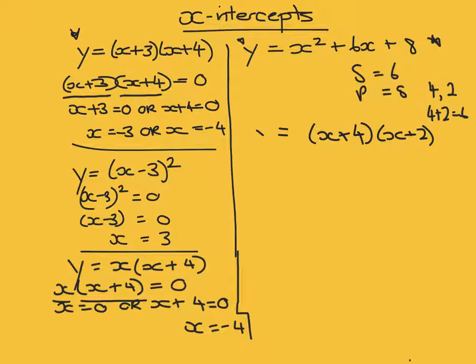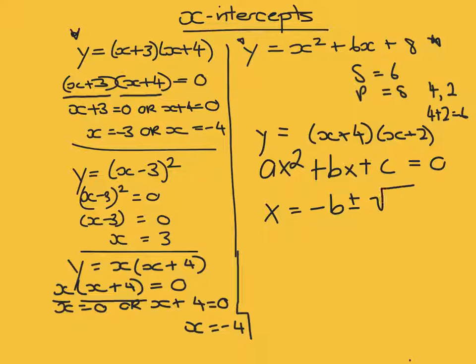But what about if we're not quite sure how to do that way? Well, we can use something called the quadratic formula. The quadratic formula is for when we've got a quadratic equal to 0, so a quadratic is something of the form ax squared plus bx plus c equals 0. To find x, we use the formula x equals negative b plus or minus square root of b squared take 4ac, all over 2a.